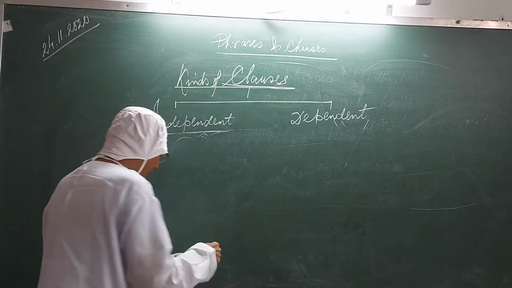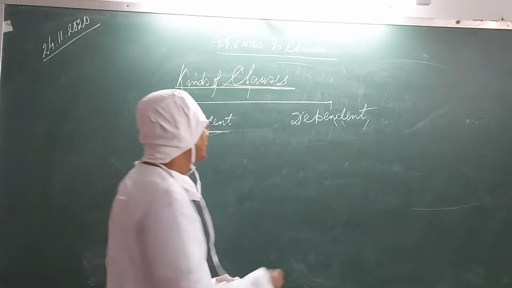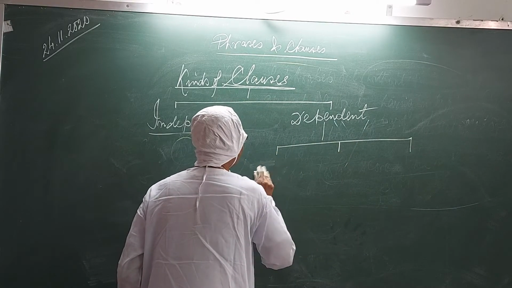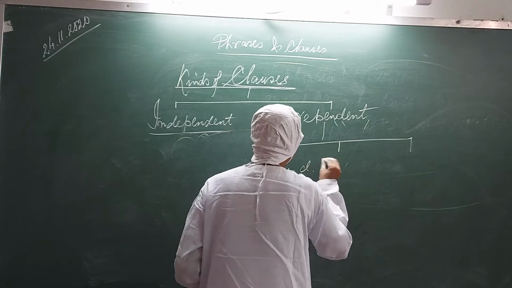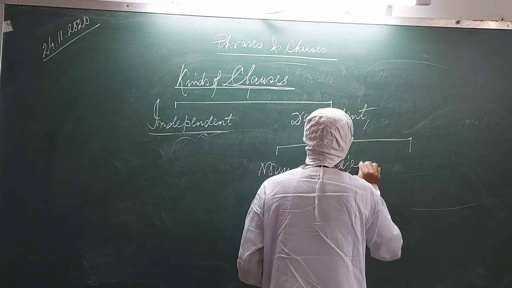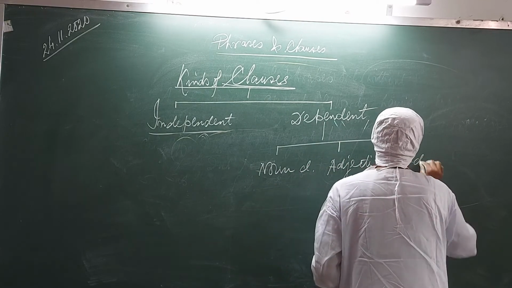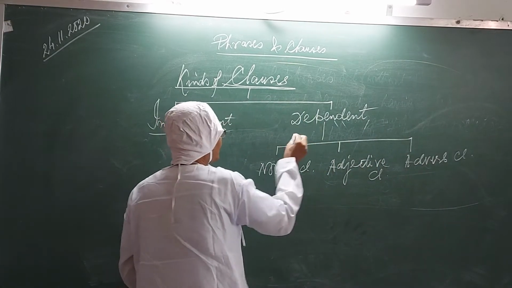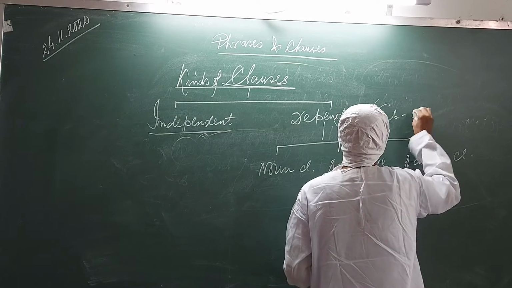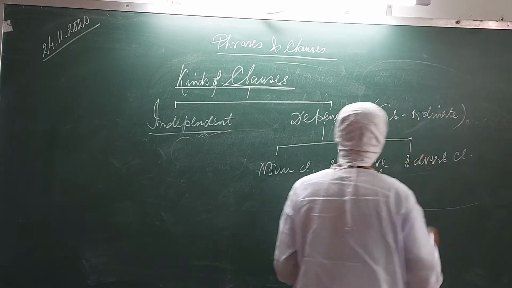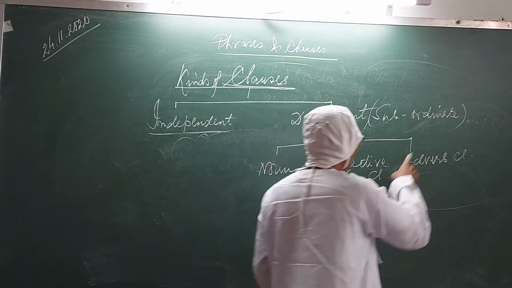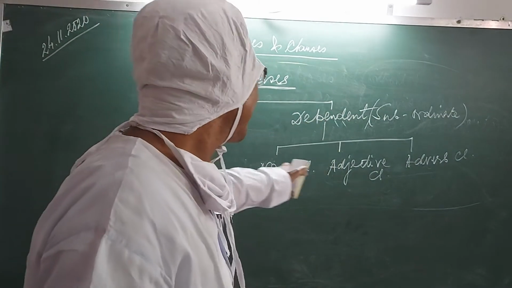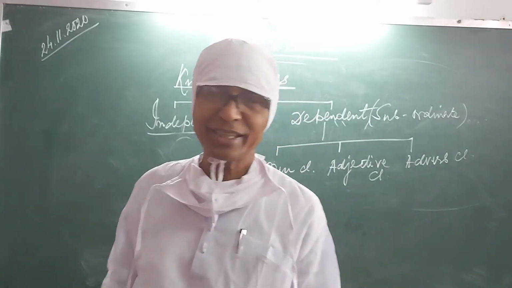Now, dependent clauses or subordinate clauses are of three types: subordinate noun clause, subordinate adjective clause, and subordinate adverb clause. I will take up these subdivisions next day. Next day the chapter will be finished.